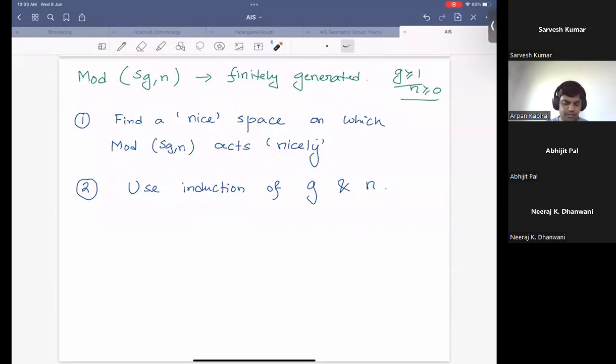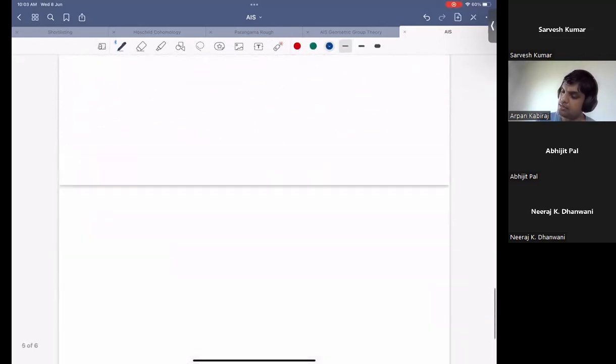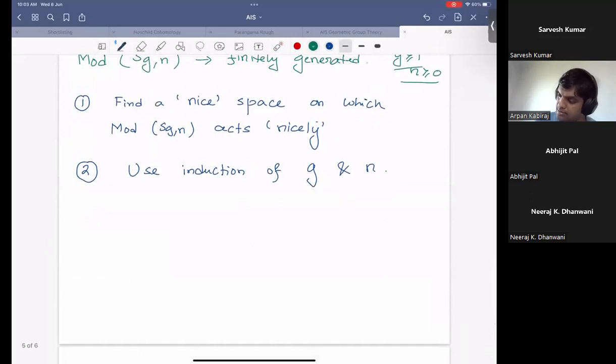So what kind of result do we use to give this proof by induction? Here is the idea, and this is going to be the crux idea here. So let me clearly write this down. The idea is the following. The first thing is we will use induction on genus.